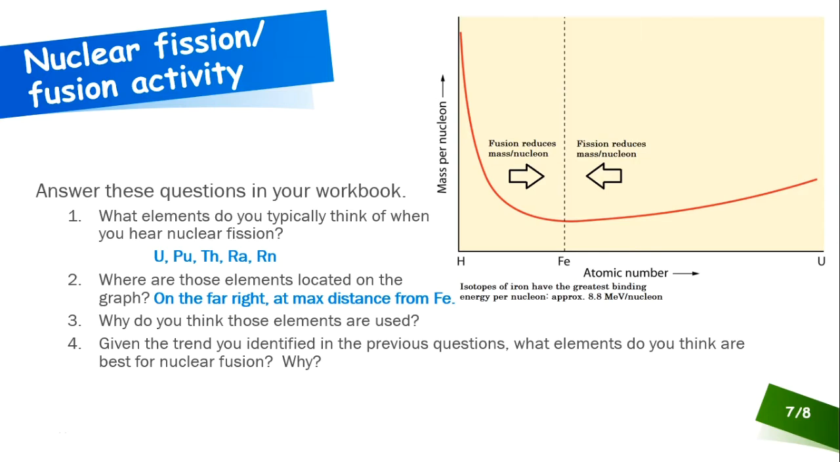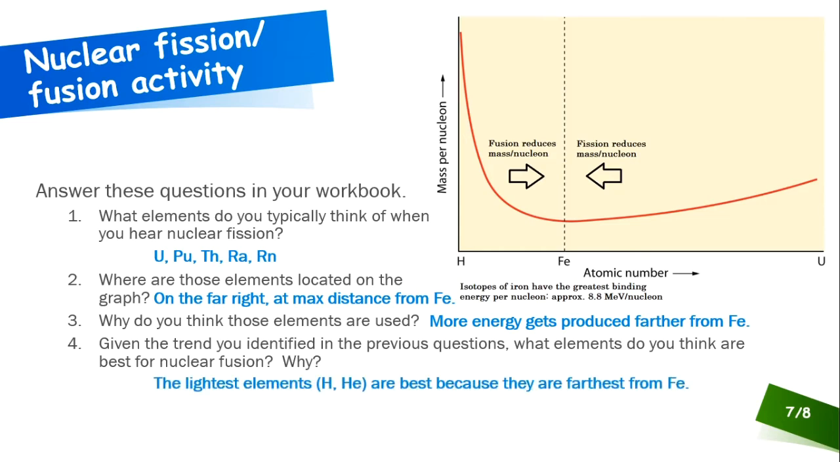Now, why is it that those elements are used? Why don't we use elements that are closer to iron? Well, the reason is that the farther away you get from iron, the more mass per nucleon you have, and so the more mass you'll have missing when you do your nuclear reaction, which then translates into more energy. So the further away you get from iron, the more energy you get that's produced. It's the same way on the flip side.